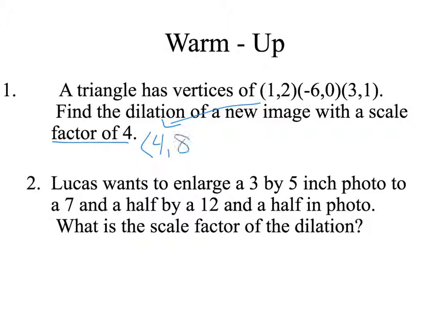So 1, 2 is going to become 4, 8. Negative 6, 0 is going to become negative 24, 0. And 3, 1 is going to become 12, 4.